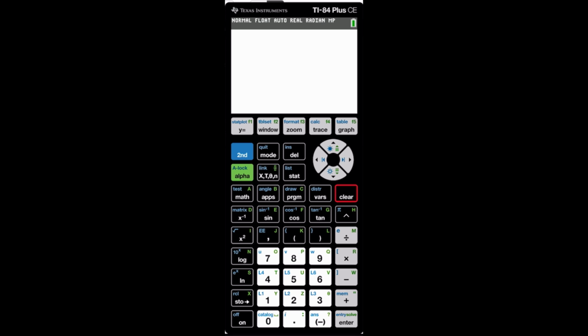So in the calculator, you go to math. You're going to go to the letter A. So you're going to keep on scrolling down until you get to A, which is log base. And now you're going to put base 10 of 100, which is equal to 2.